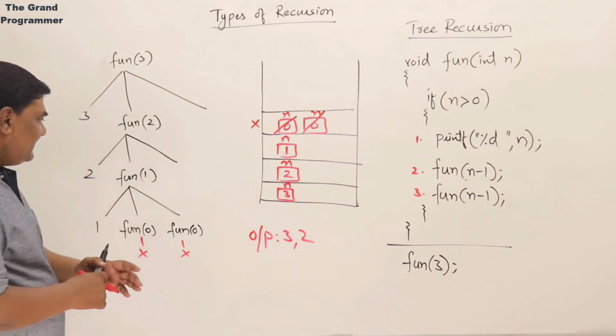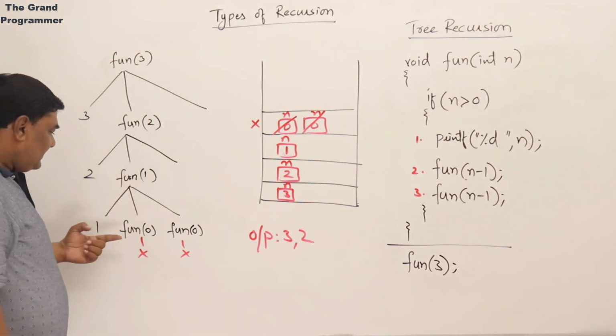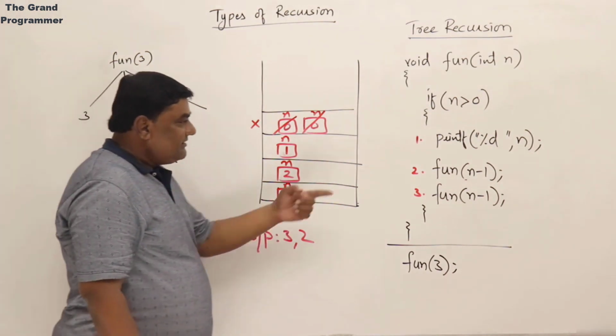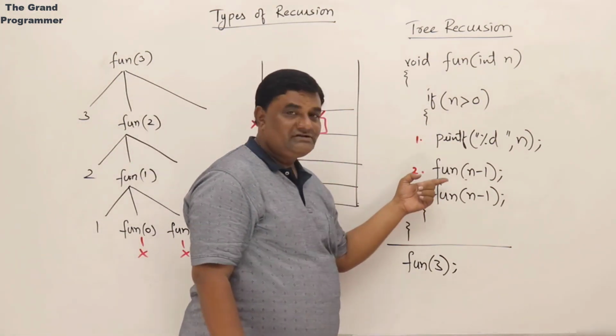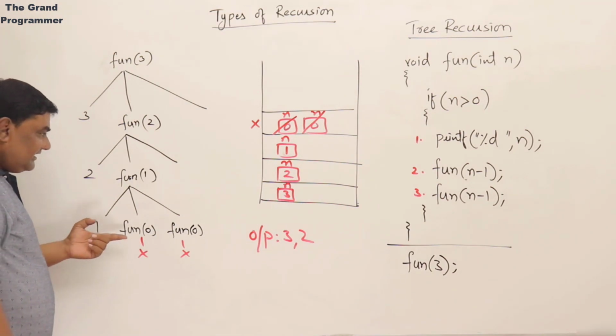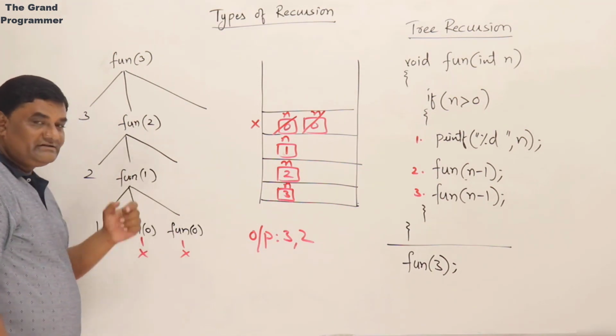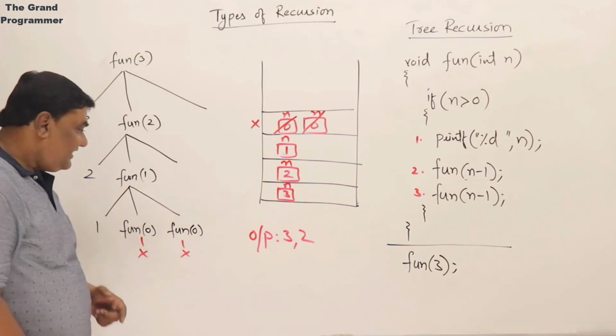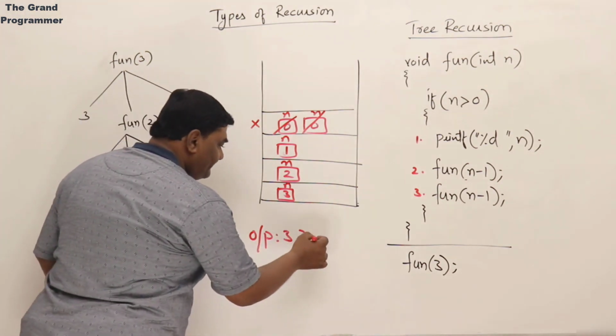So now you can see that for fun of 1, all 3 steps are completed. Printing, calling itself 2 times with reduced value of n. That is, 1 is printed and 0, 0 is called and they have finished. And in the output we also have 1.